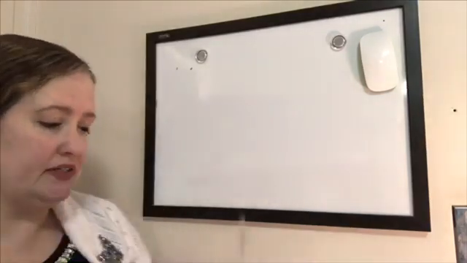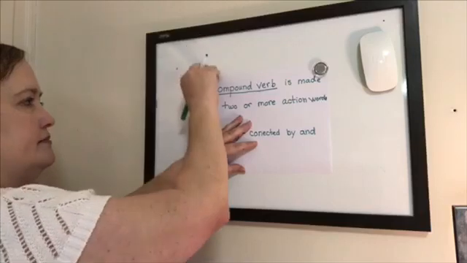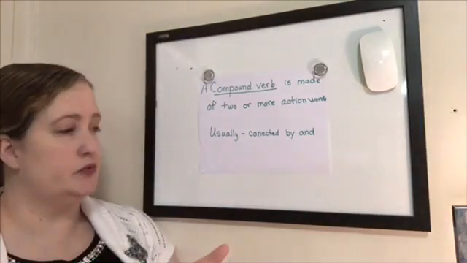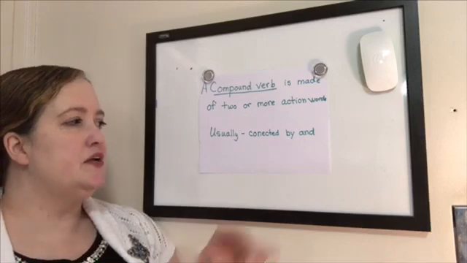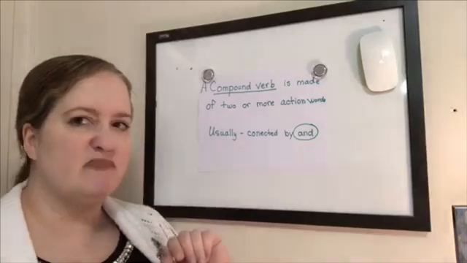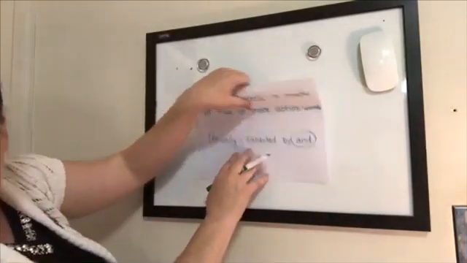All right, now we're going to talk about compound verbs. A compound verb is made of two or more action words, usually connected by the word and. This is easy too. I think you'll get it pretty quickly.